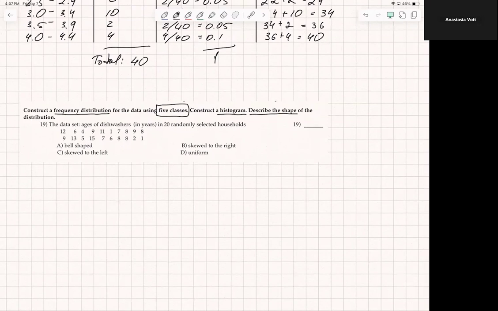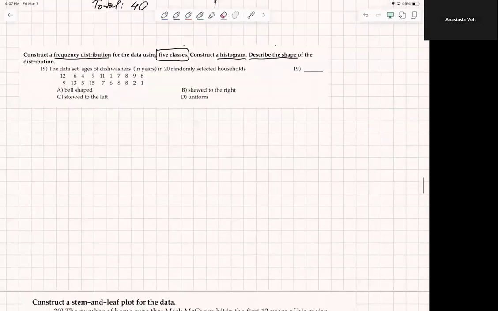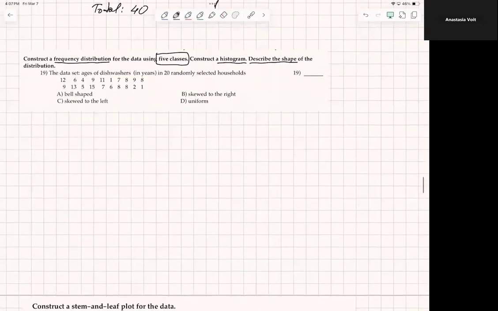So we're given the data, ages of dishwashers in years in 20 randomly selected households. So we have all these values here, and we are asked to create 5 classes, right? Again, what is the class width?